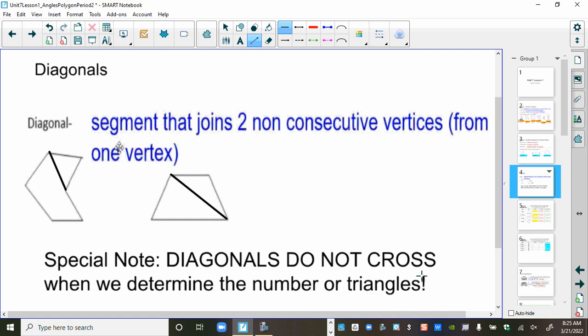because when we deal with number of triangles, I want you all to know something. There's going to be two different times we're going to see diagonals. One time you see diagonals is when we determine the number of triangles that are formed from each polygon. But it's going to be different than when we deal with other types of problems when we're dealing with angle measurement. Because we could see diagonals cross, but if we're dealing with determining the number of triangles, then the diagonals cannot cross.